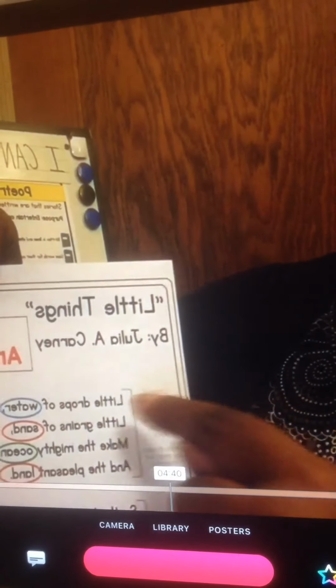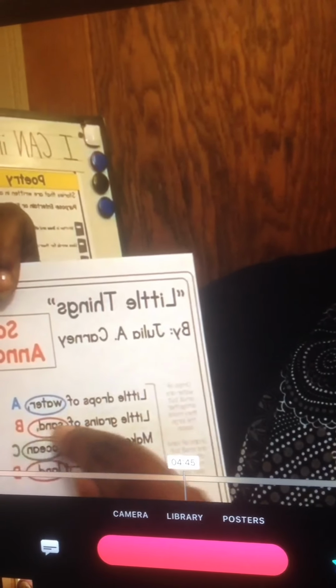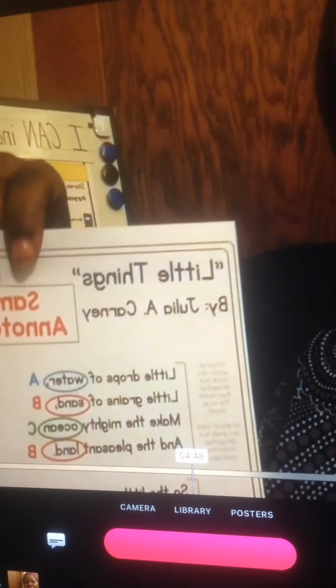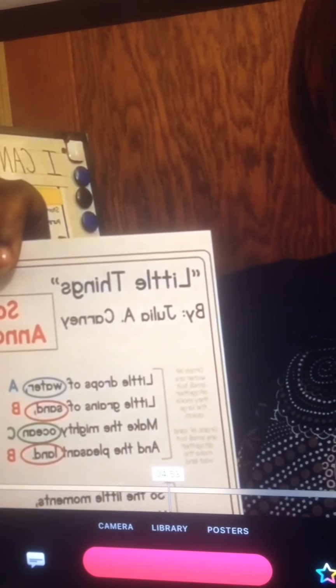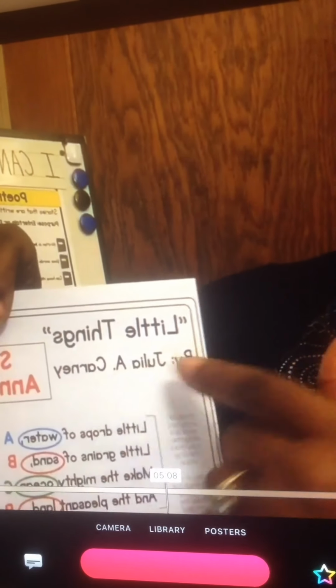The next thing that I want you to look at is to determine the rhyme scheme, you look at the last word in each line. So the person who made this actually circled the last word in each line. And when you do that, you look for words that rhyme. That's why it's called rhyme scheme. So let's just say these words: water, sand, ocean, land. My first word, regardless of what it is, is always going to start with the letter A. So my first word is water.